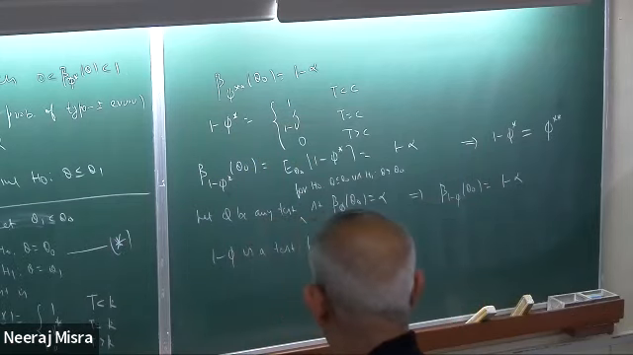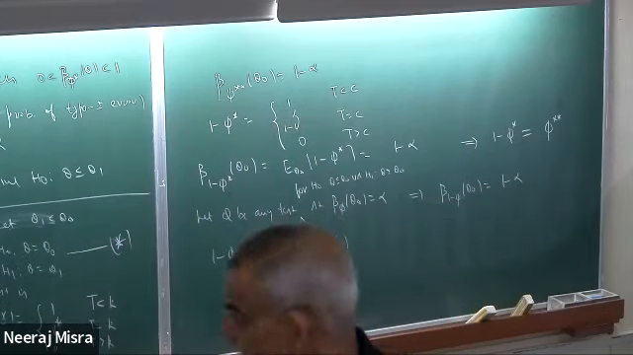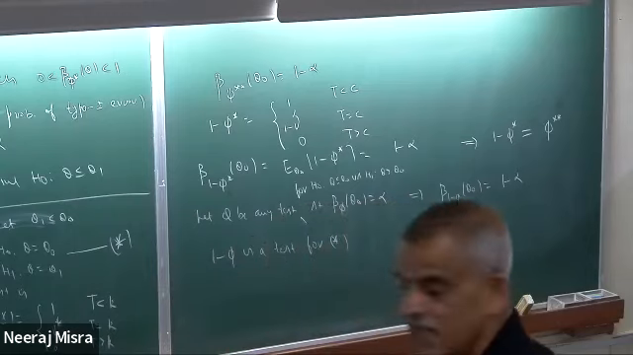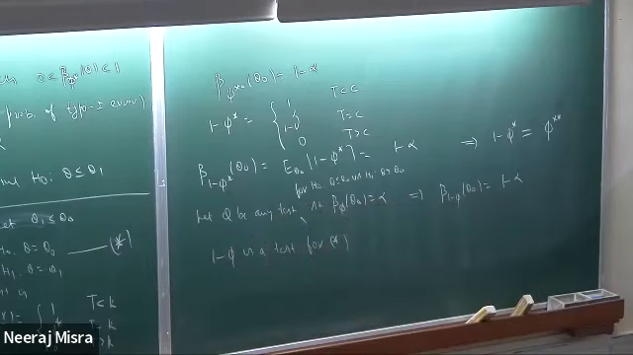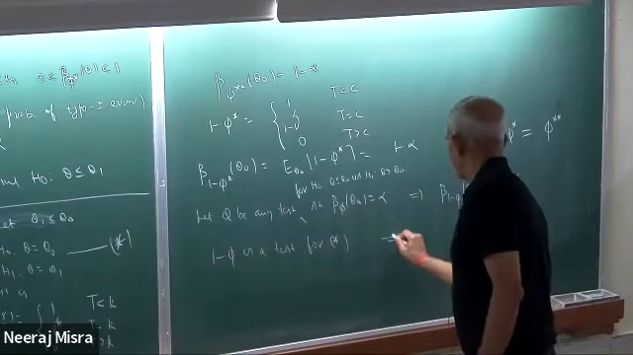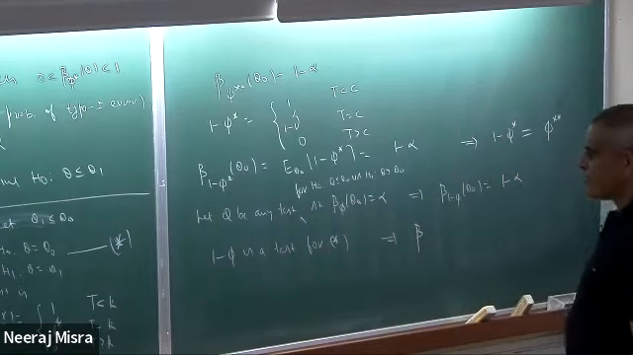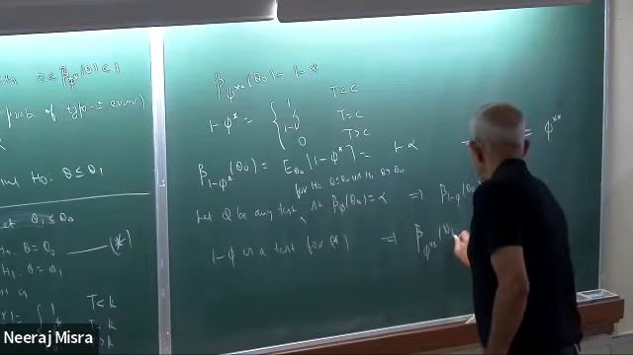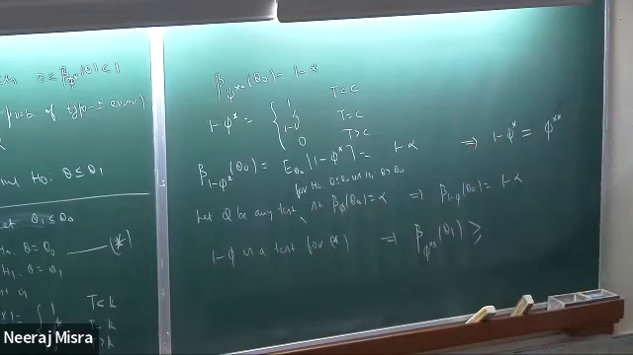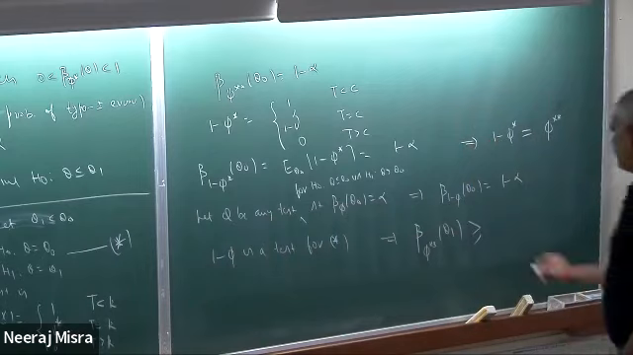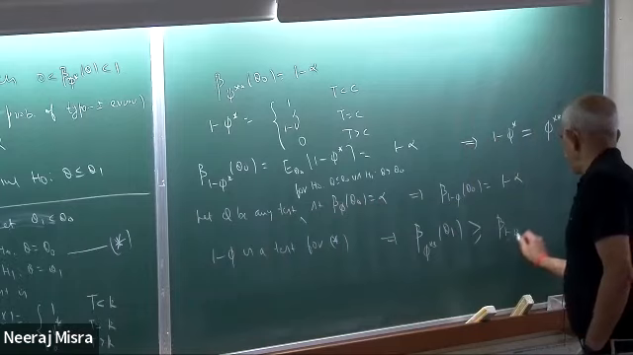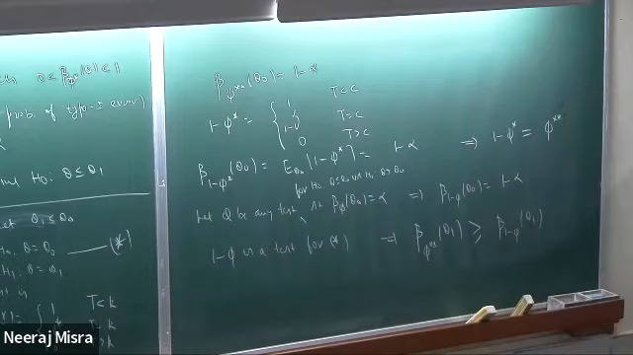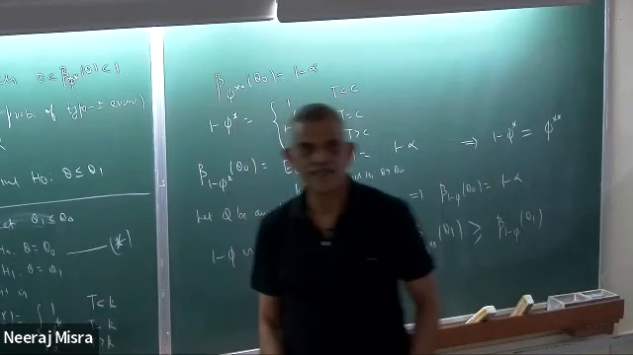Beta 1 minus phi theta naught is exactly 1 minus alpha. And this test is most powerful of size alpha. So that means this implies that beta of phi double star theta 1 would be bigger than or equal to beta of 1 minus phi of theta 1. Is that okay? Because phi double star is most powerful. So its power is at theta is equal to theta 1.